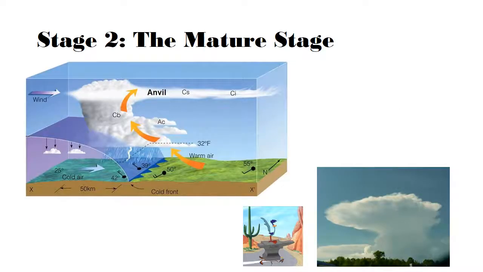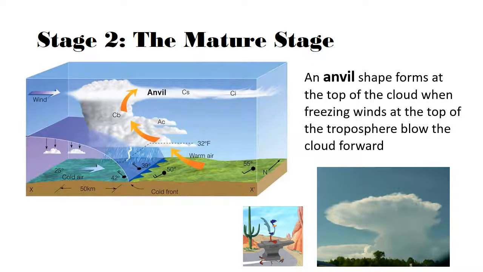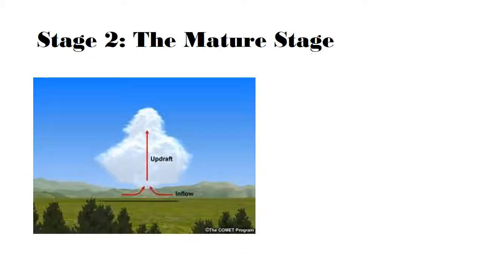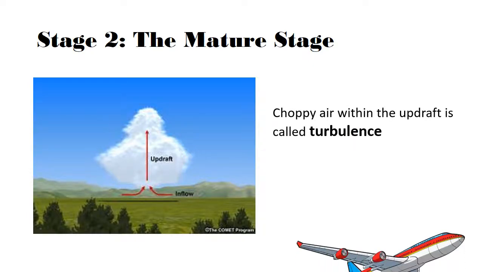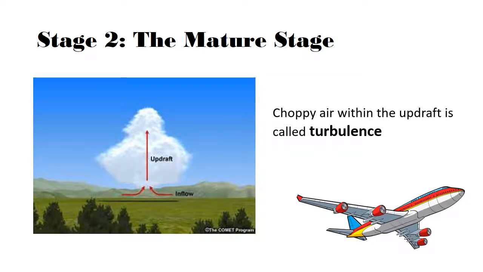The mature stage of a thunderstorm can be recognized from the ground by the anvil-shaped top that forms at the top of the cumulus cloud. This happens because freezing winds at the top of the troposphere blow this part of the cloud forward. Within the updraft, the air is very choppy, resulting in what is called turbulence. You may have experienced turbulence on an airplane when the ride becomes very bumpy and the pilot has you return to your seat and buckle up. This actually makes a lot of sense, as cumulus clouds and airplanes occupy a similar part of the atmosphere.